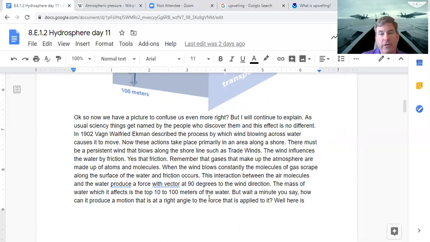Well, the mass of water which it affects is the top 10 to 100 meters of water. All right, so 100 meters, that's pretty deep. It's a short distance to run horizontally, but if you're diving, 100 meters is pretty deep.